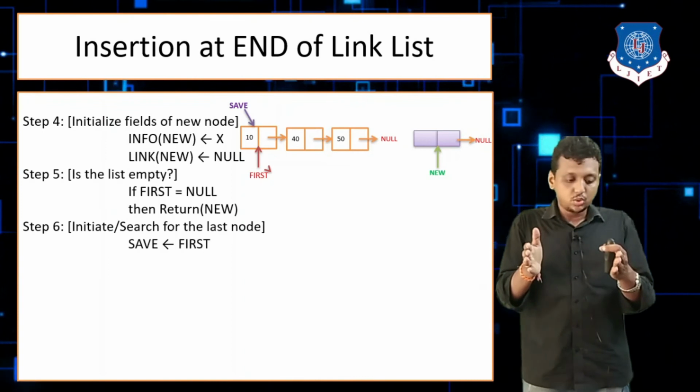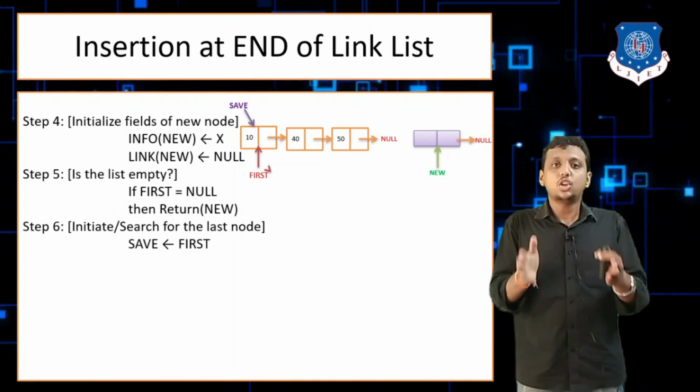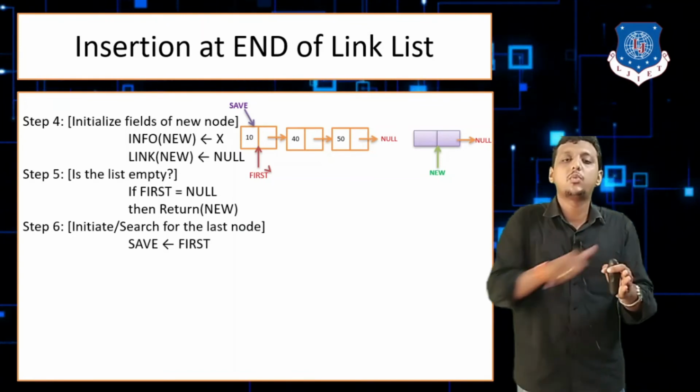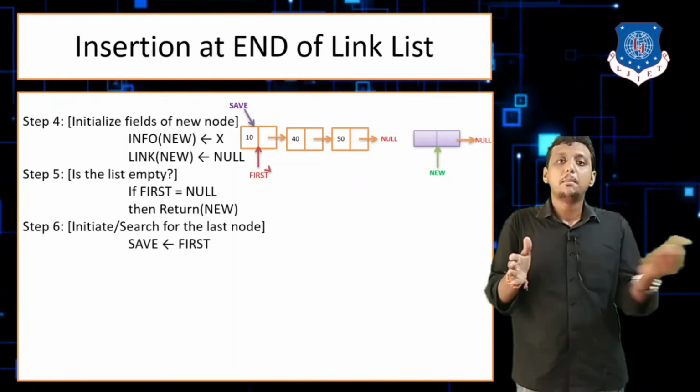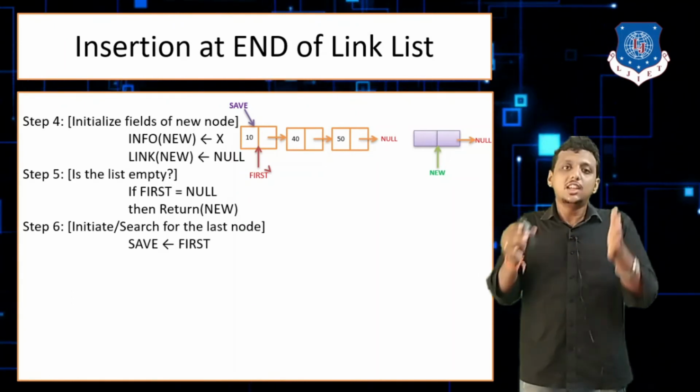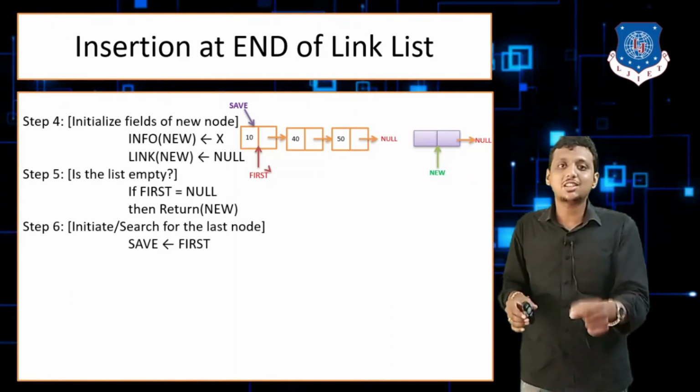This node is my last node. How can I say this? This is your last node because this node must contain a null pointer value. That means its link must be pointing to null, and then you can say that this node is your last node. Yes, you are correct, students.